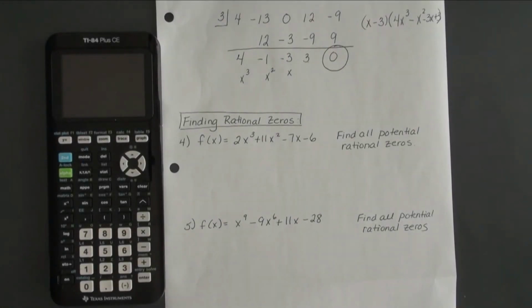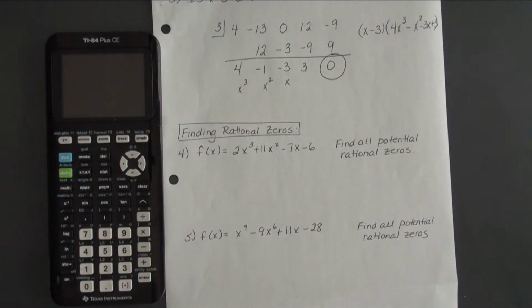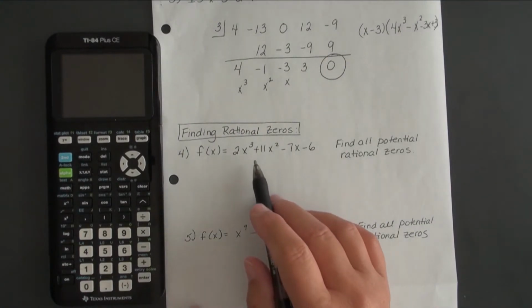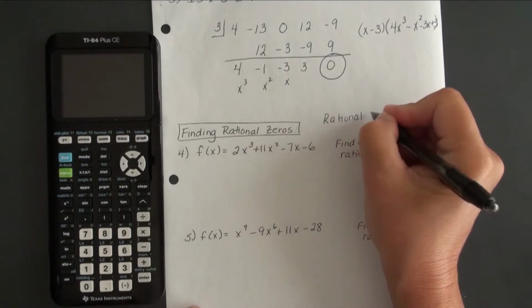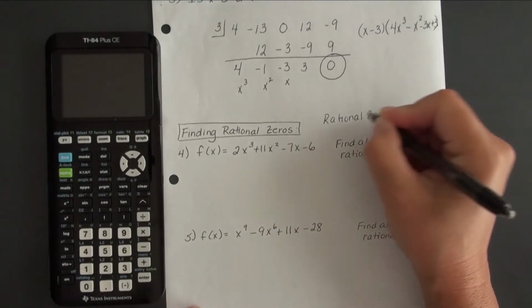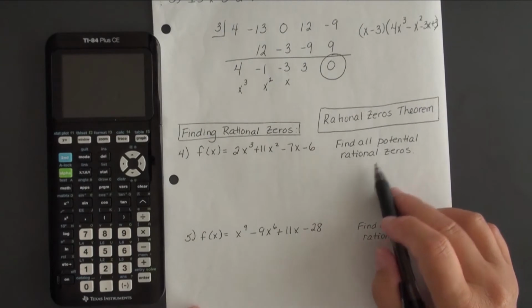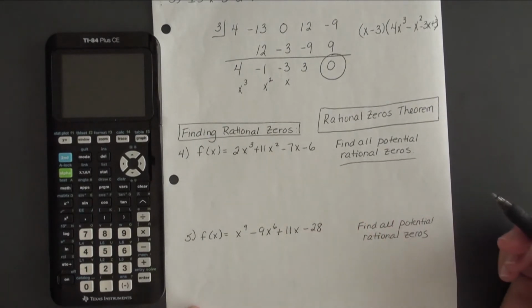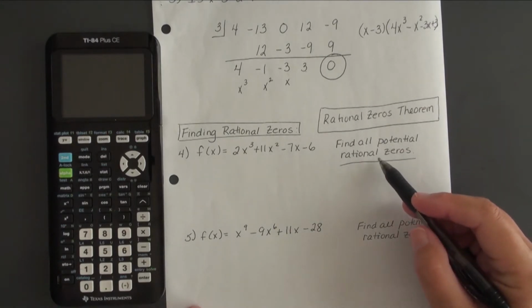So let's begin talking about how we actually do find those zeros. Before, we were given a number and we were to find if it was a zero. Well, how do we come up with those numbers? And so we use what's called the rational zeros theorem. In the rational zeros theorem, that gives us a set of possible or potential rational zeros. And remember, a rational zero is a number that involves an integer or a fraction.